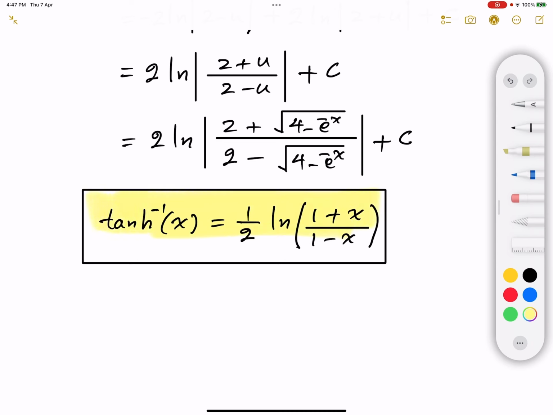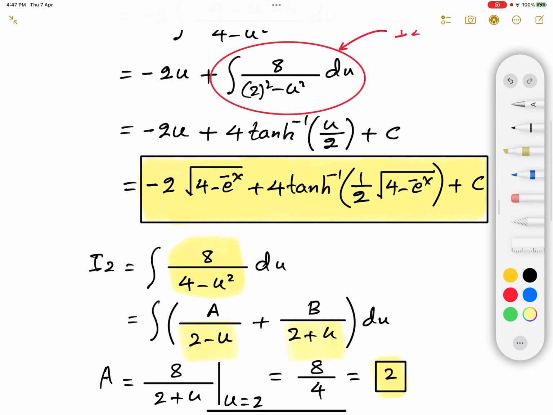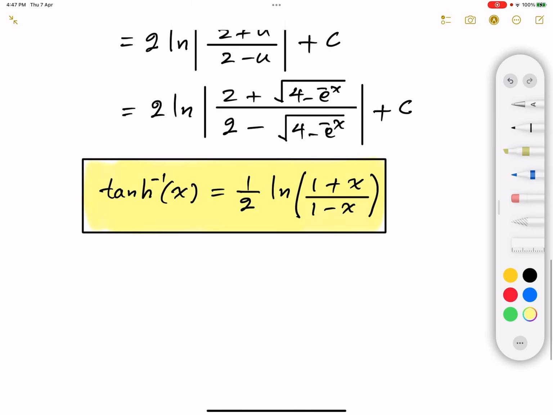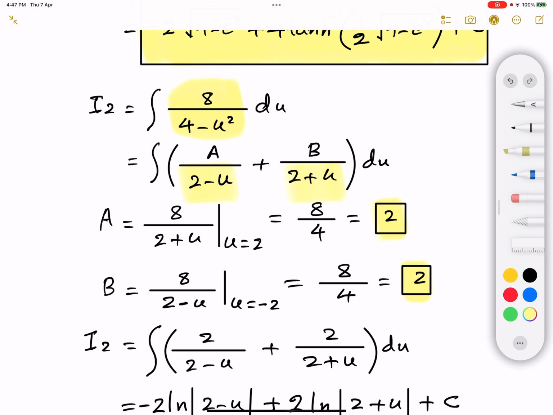So that's the final answer here in the box. That's the final answer, which can be rewritten using the natural logarithm using the formula down here, or we can go and use the partial fractions to do the job.